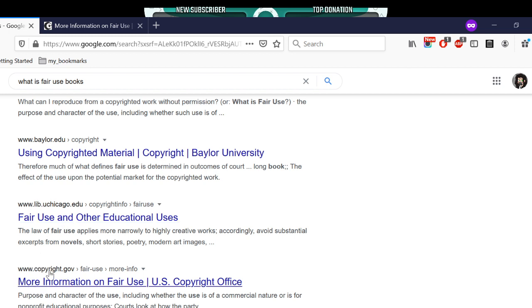And then there's copyright.gov again. So I'm going to first go back to this copyright.gov source, and then I'll follow up on this UChicago source, because I figure maybe I'll get some more general information from the copyright.gov source, and then maybe something that's more specifically what I'm looking for from this UChicago source. So let's go here first.